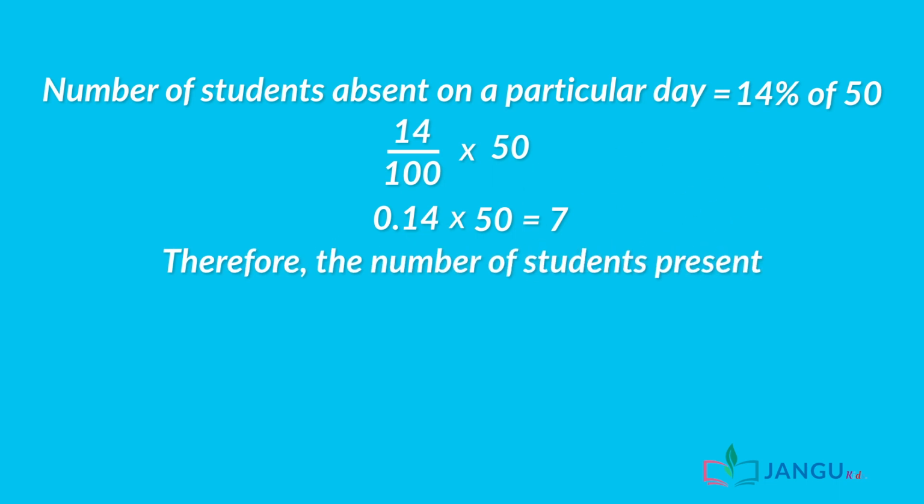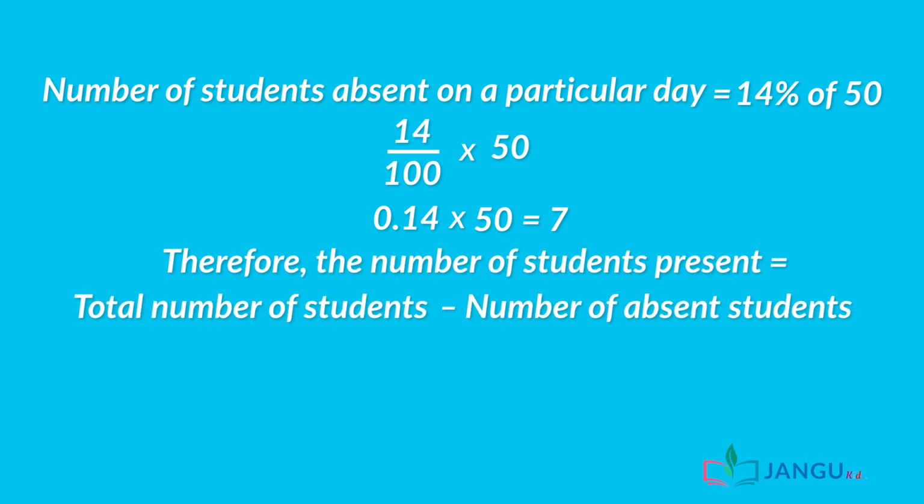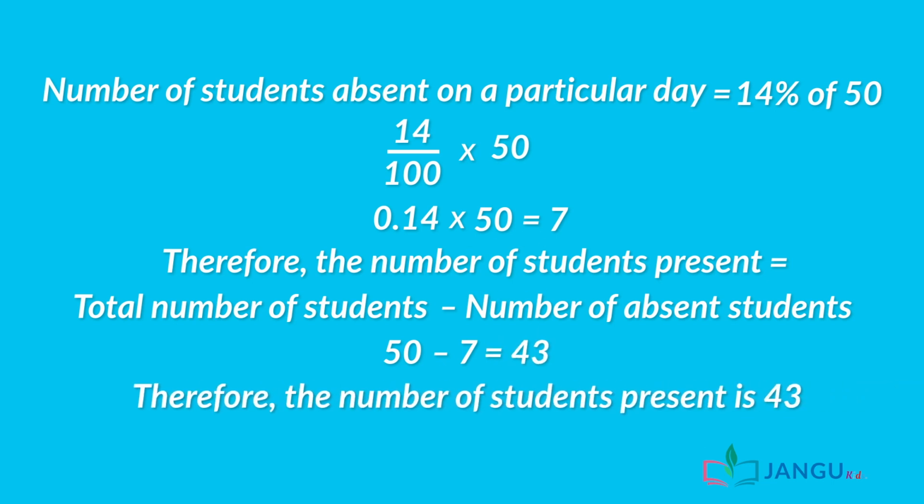Therefore, the number of students present equals the total number of students minus the number of absent students, which is 50 minus 7, which is equal to 43. Therefore, the number of students present is 43.